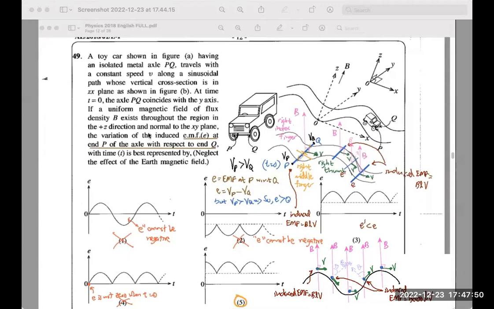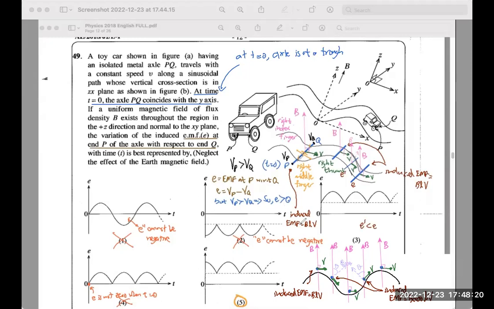So at time equal to 0, look, they have clearly mentioned, at time equal to 0, the axle PQ coincides with the y axis. That's why I've drawn it like this. So you can say at time equal to 0, the axle is at a trough. Okay, so I hope you guys got an idea.